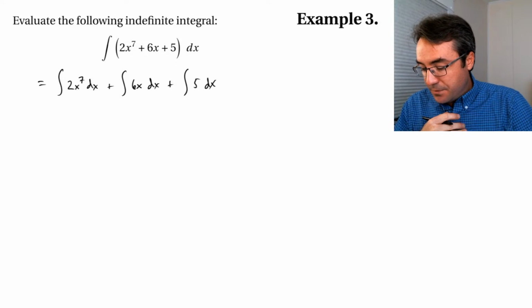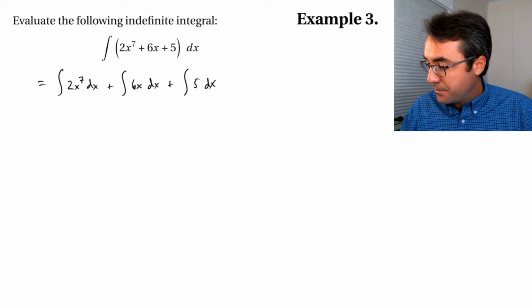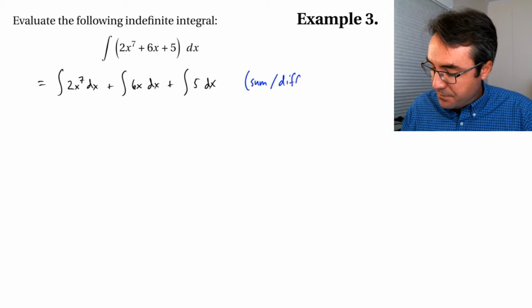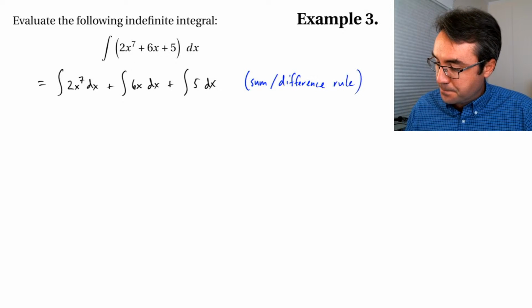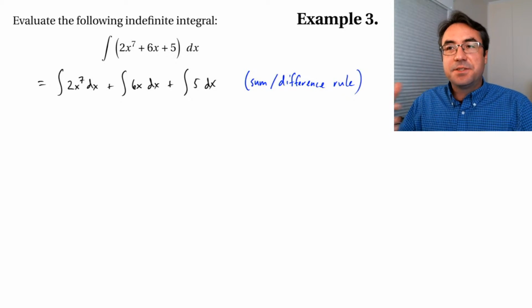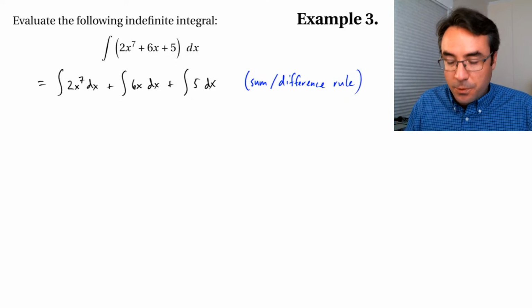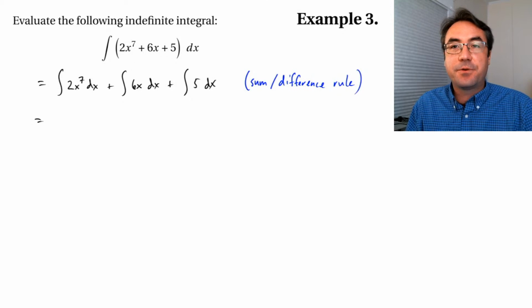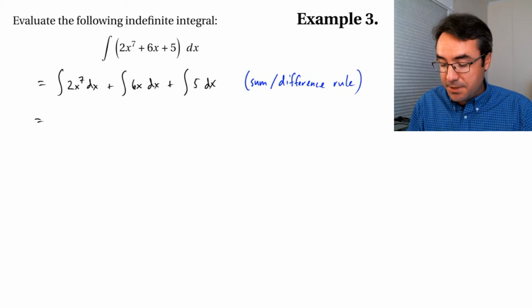All right, so we've split up our integral into 3 separate integrals. And this is really the sum difference rule that allows us to do that. Then let's just see the constant multiple rule in action again. So for that first one, we can bring the 2 in front.